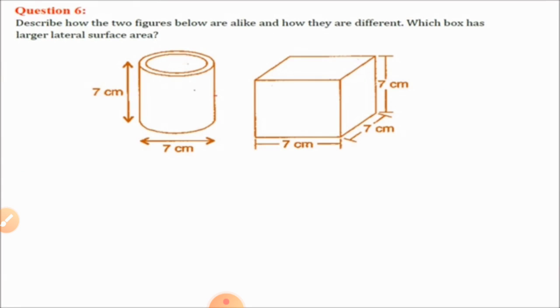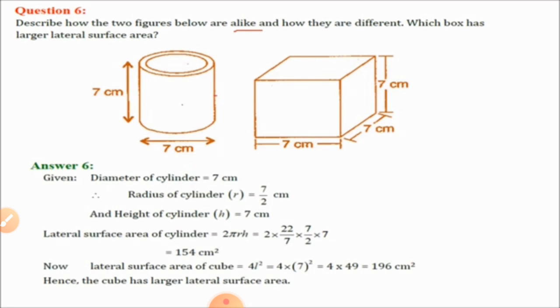Question number 6. Describe how the two figures below are alike and how they are different. Which box has larger lateral surface area? Here one cylinder and one cube is given. Comparing both, you can find out the surface area. Yes, my dear student, there is an answer to this one.